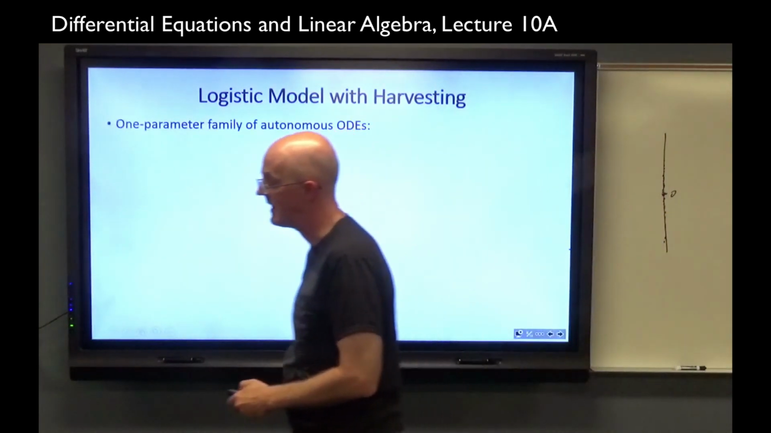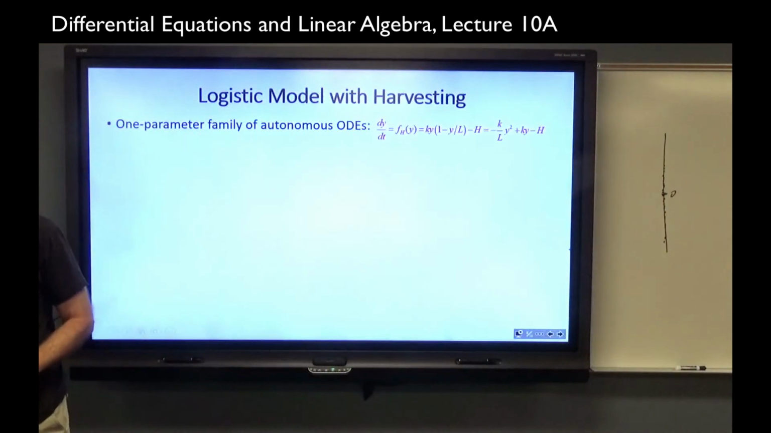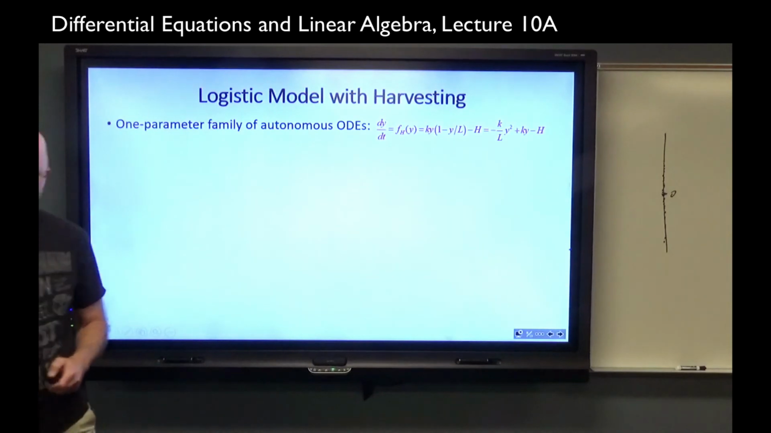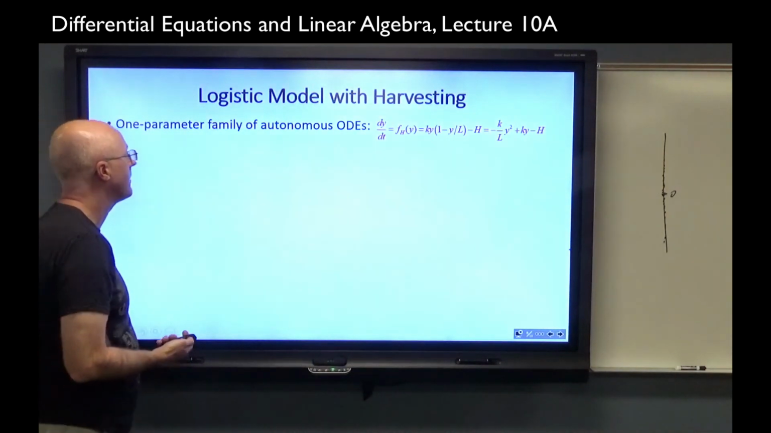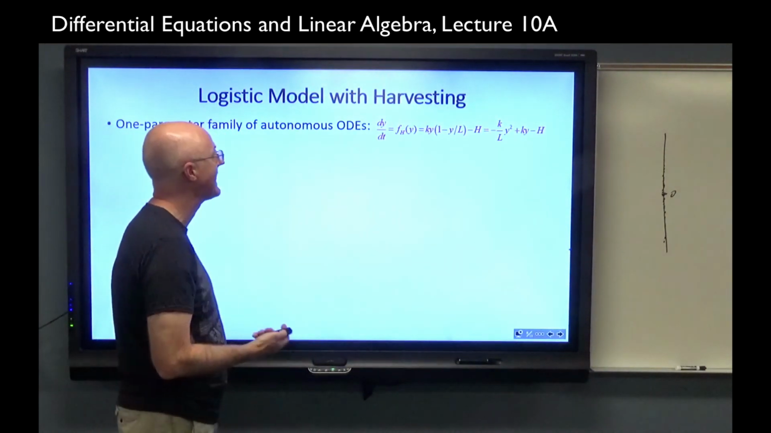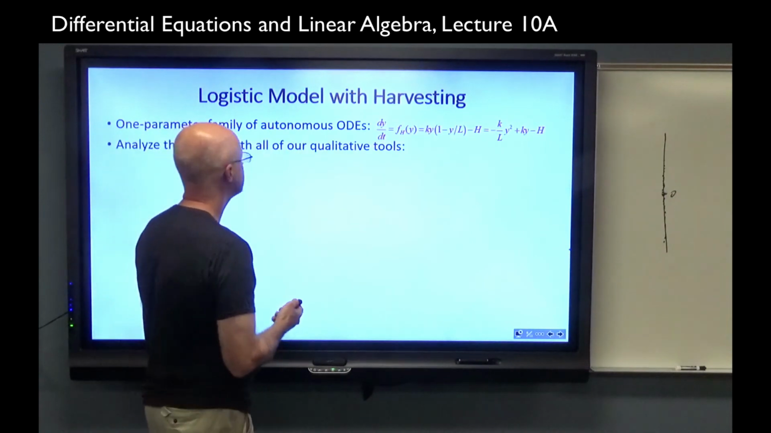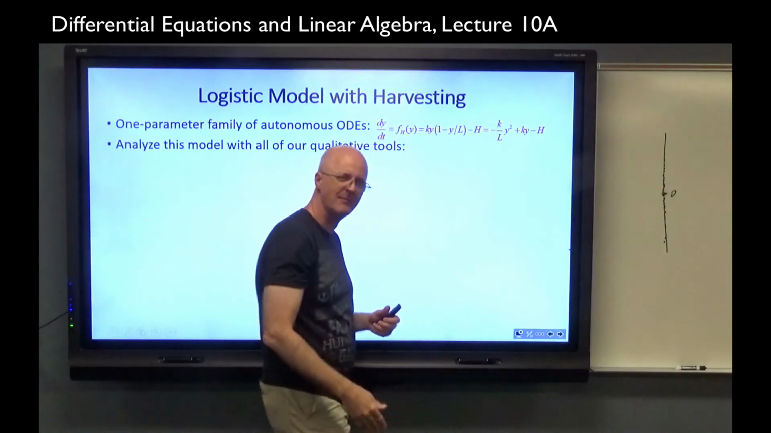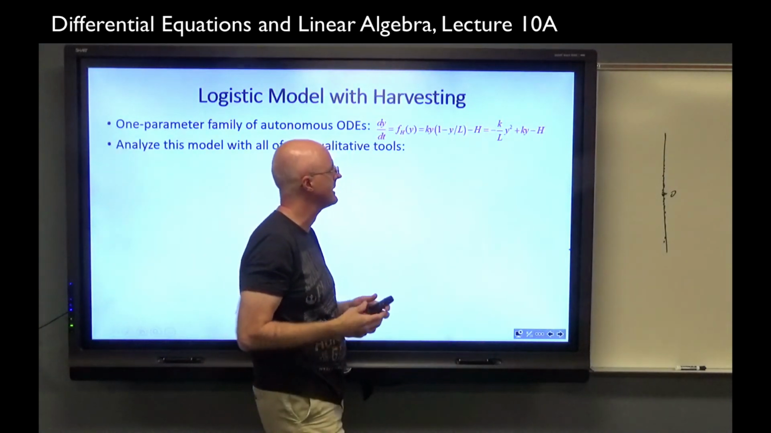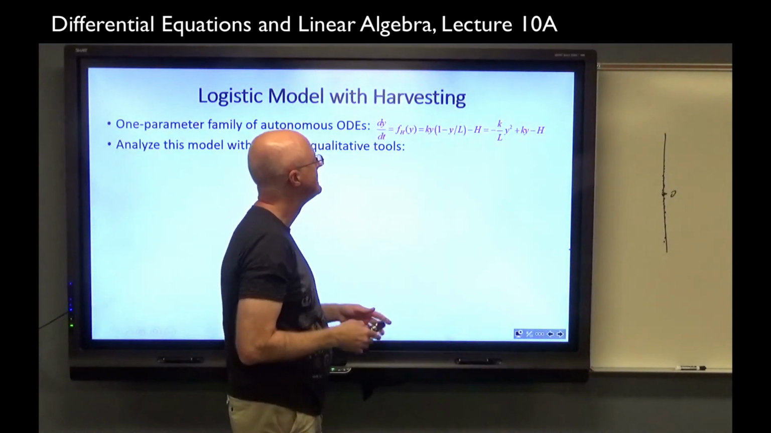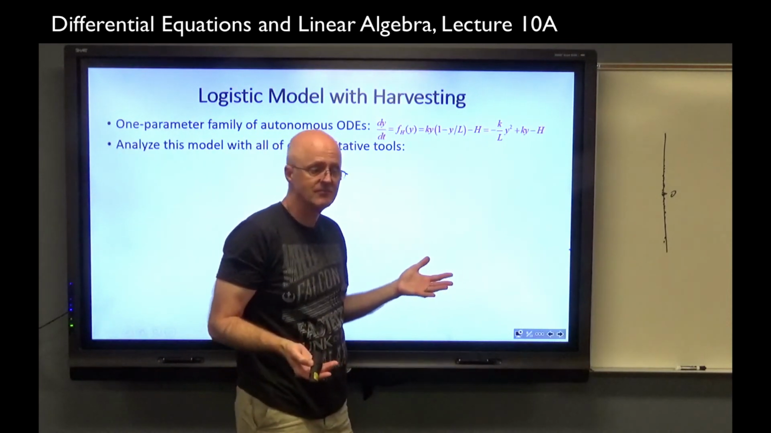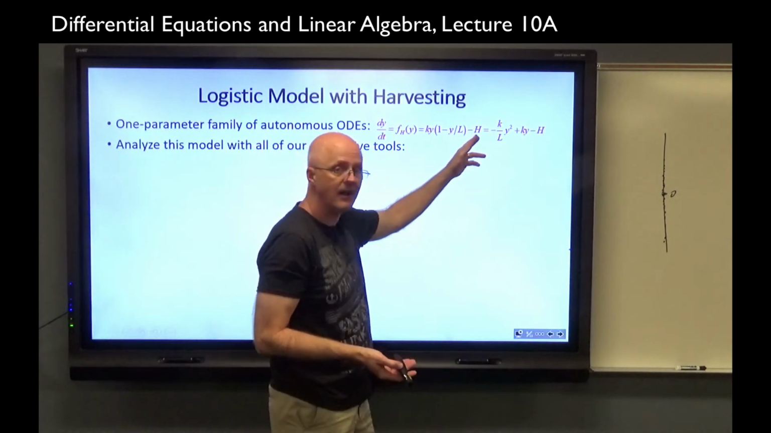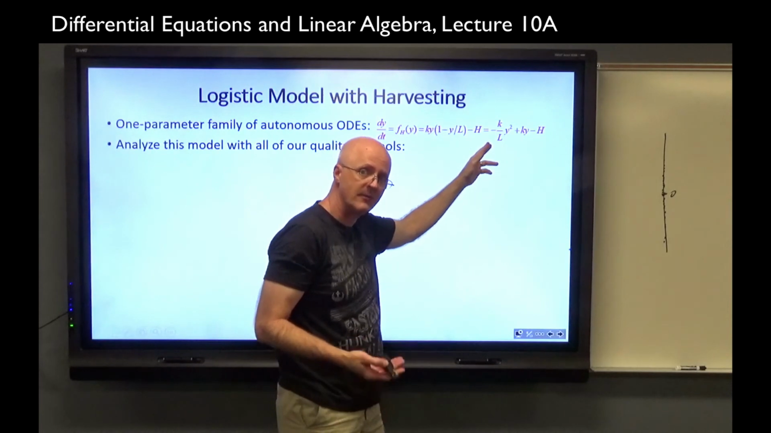I think for the sake of time, I'm not going to do this logistic model with harvesting because I wanted to show you some Mathematica code. We'll come back to this for lecture 11A. Let me just mention at the moment, the harvesting part of it is the minus h part. I mentioned this, I think, a couple lectures ago, maybe lecture 8A. Harvesting is like fishing. It's a constant, so it's like we're fishing at a constant rate.